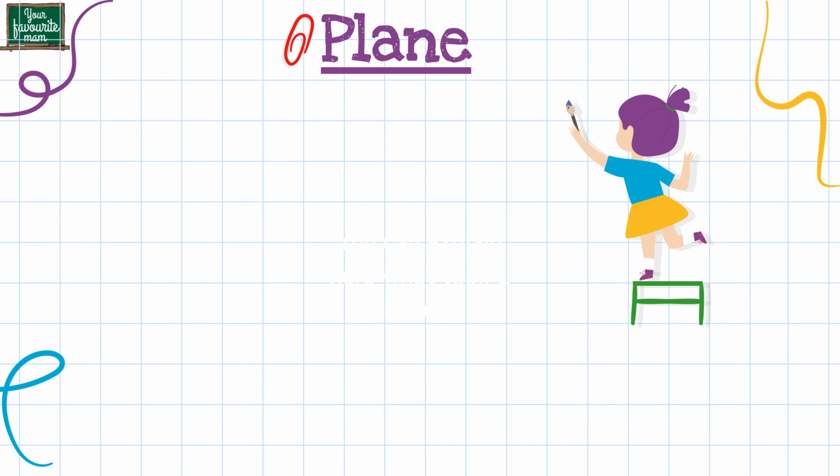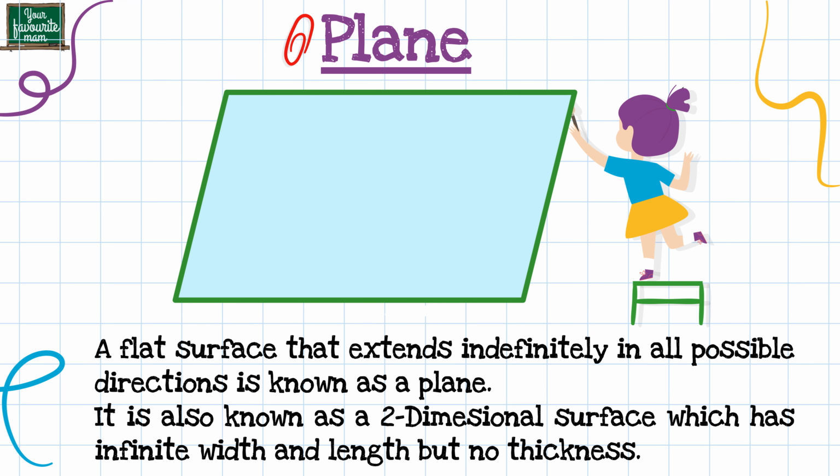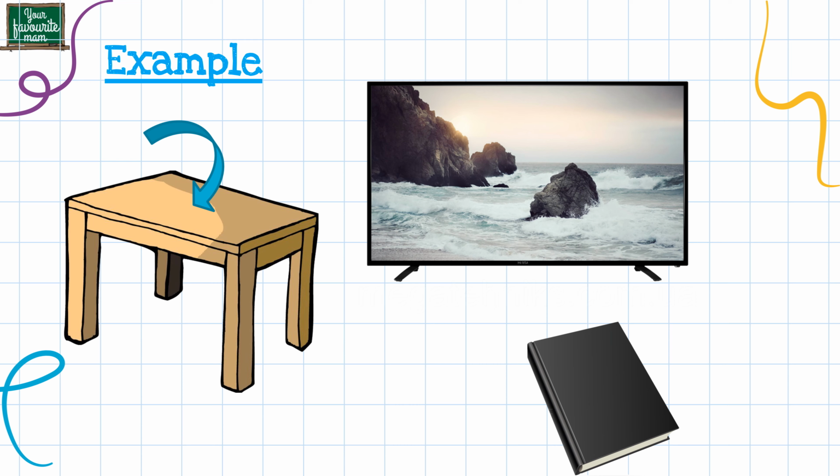So the next topic that we're going to talk about is plane. So what is a plane? A flat surface that extends indefinitely in all possible directions is known as a plane. It is also known as a two-dimensional surface which has infinite width and length but no thickness. Examples of a plane can be the top of a table or the screen of the television that you see, or maybe the cover of the book, and sometimes also the roof of some buildings.